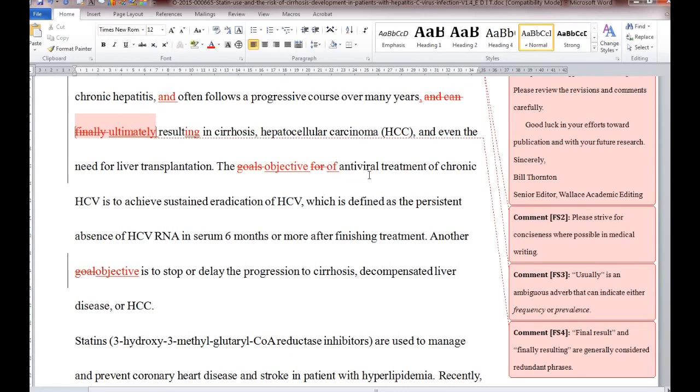So I'm back to this. The objective for. Generally, a preposition would be of. The objective of antiviral treatment of chronic HCV. For indicates purpose, but that would be a different purpose here. Of indicates possession. It's an objective involved in this treatment. I would use for if I were using the verb, the objective for treating chronic HCV, something like that. But with the noun, I think the preposition of fits more clearly.